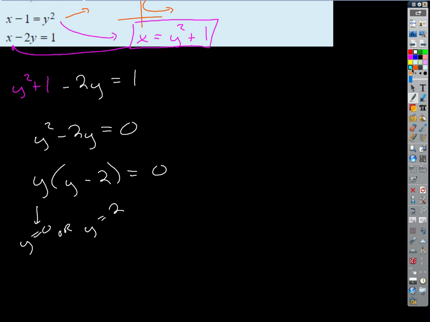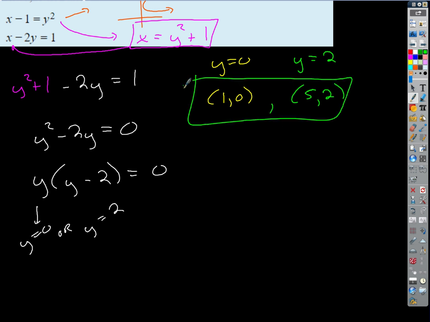So we get two cases that we need to try. If y equals 0, then if I plug in 0 up here, what's x? 1. Good, so I get the point (1, 0). What if y is 2? What's x? 5. So those are my solutions.